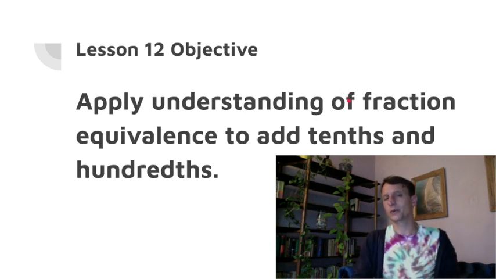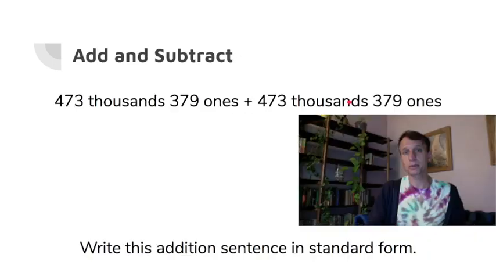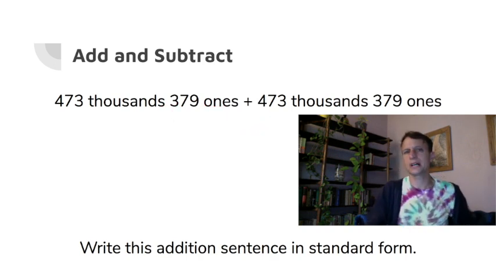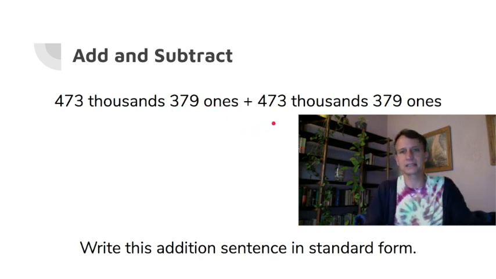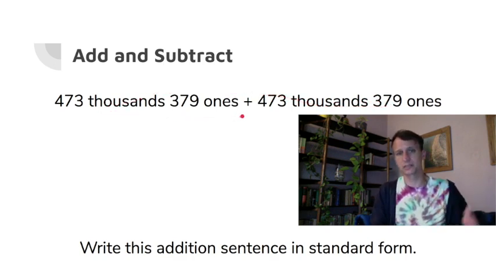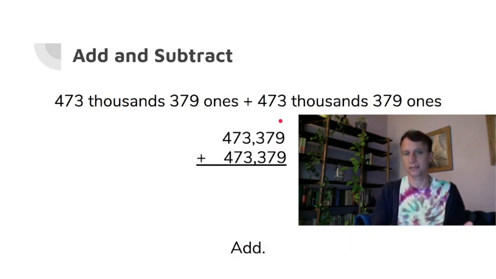Let's start off with a little fun though, shall we? We're going to add and subtract, and here I will need you to pause the video and go ahead and do this, and then come back and check your answer. But first we're going to start off adding. We're going to write it in standard form. It's here in unit form. 473 thousands, 379 ones plus the same. Okay, and what would that look like? Yes, all right. And go ahead and add.